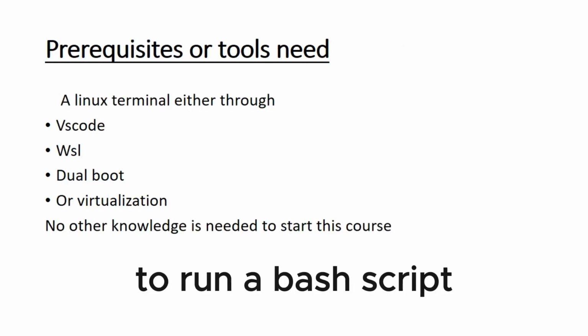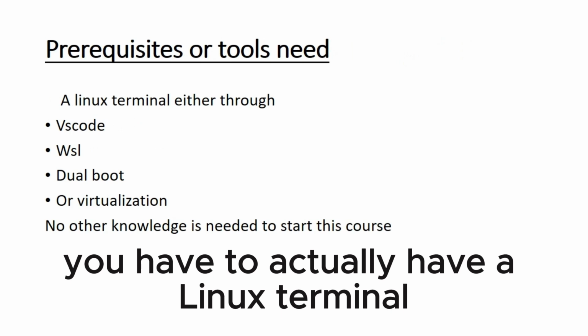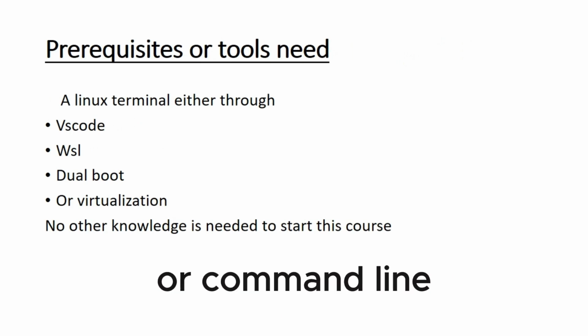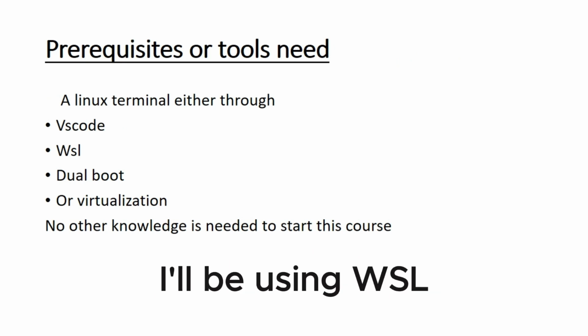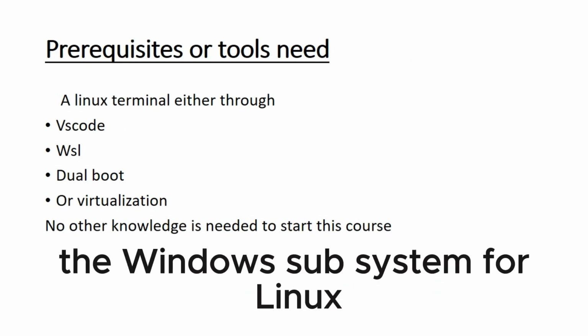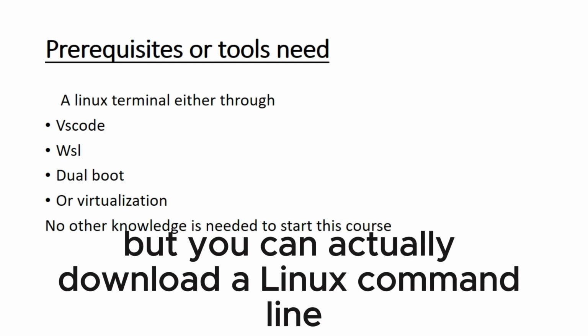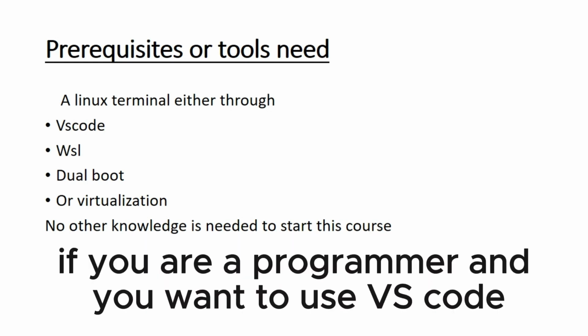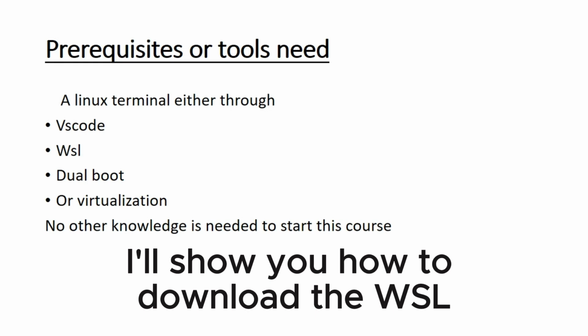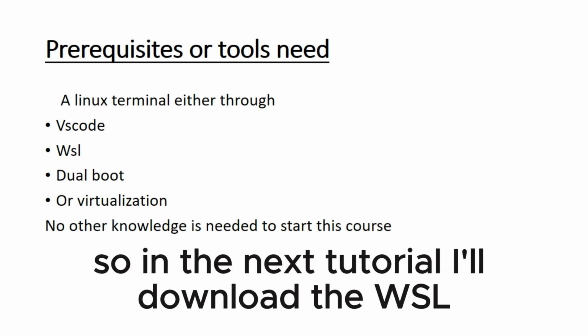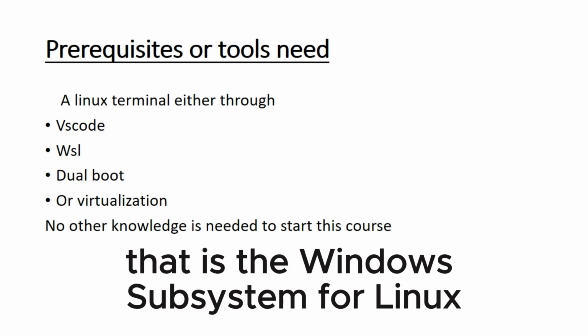To run a bash script, you actually have to have a Linux terminal or a command line. For the nature of this tutorial, I'll be using WSL, the Windows Subsystem for Linux. But you can actually download a Linux command line on your VS Code if you are a programmer and you want to use VS Code. But for this tutorial, I'll show you how to download the WSL. So in the next tutorial, I'll download the WSL, that is the Windows Subsystem for Linux.